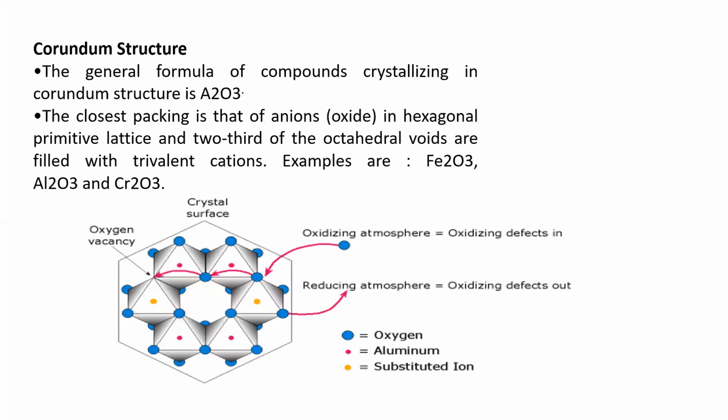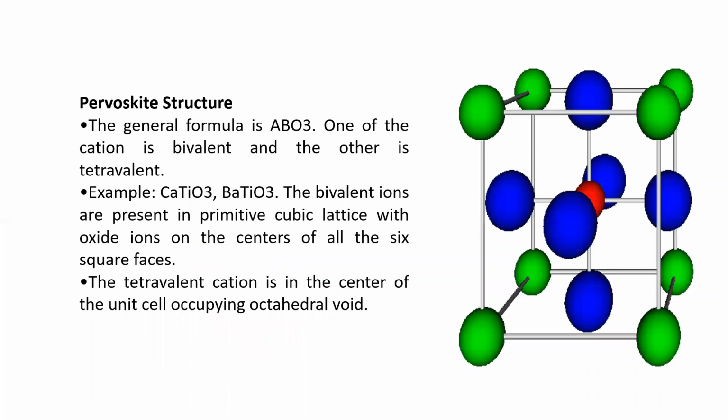Next, the perovskite structure. The general formula of this structure is ABO3. One cation is bivalent and the other is tetravalent. Examples are calcium titanium oxide, CaTiO3, and barium titanium oxide. Here calcium is divalent and titanium is tetravalent. The other is tetravalent, not an anion; it is again only a cation.